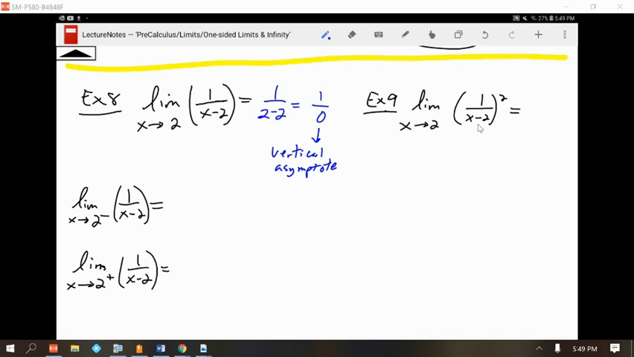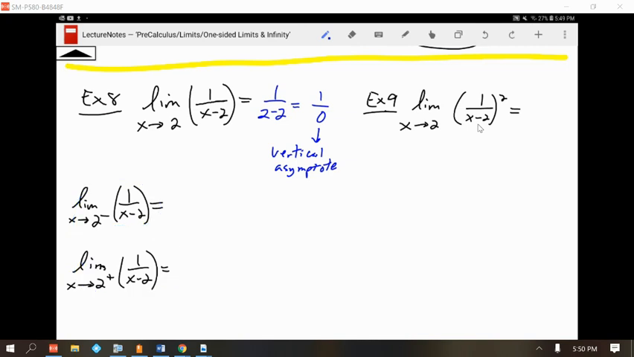1 over 0 is basically going to mean DNE. It's possible that it could mean infinity. It's possible that it could mean negative infinity. So how do I know? I have to check the limit from the left and the limit from the right. So I wrote these two parts down here, just to get ahead of the game.